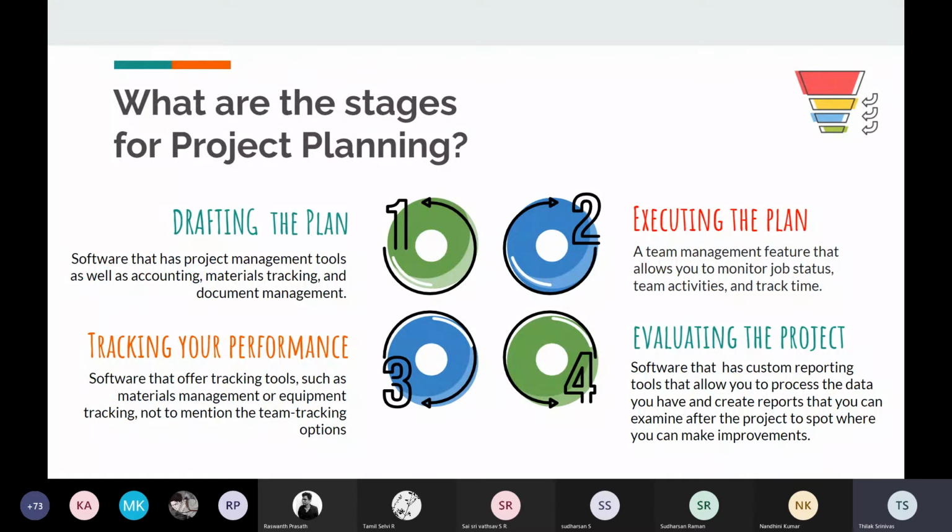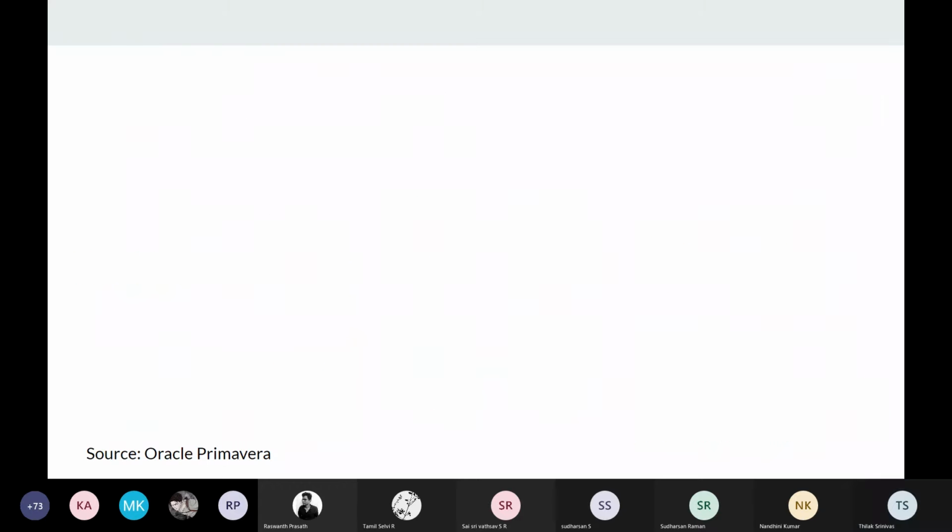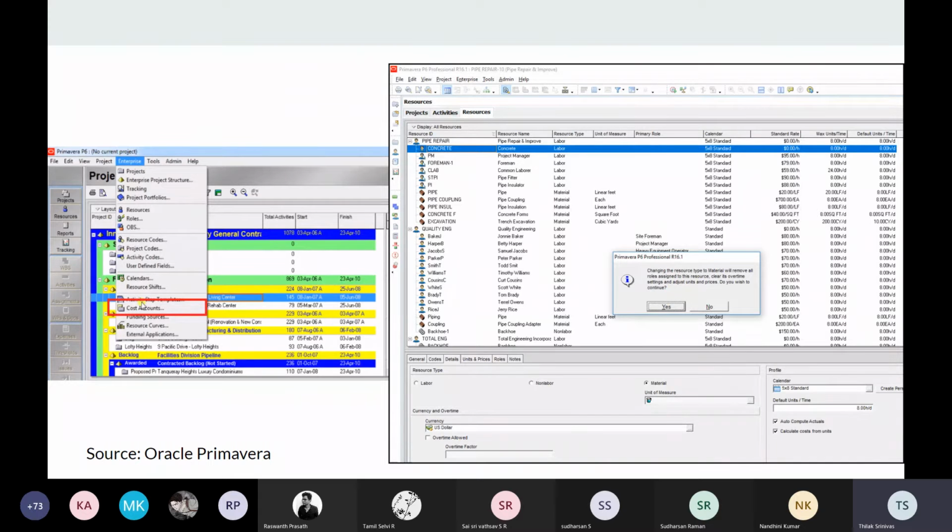But how can software help us in this? Software that contains project management tools, as well as accounting tools, materials tracking tools, and of course, document management tools will make it very easy for us to draft a plan. Here I've taken the example of Primavera, a famous software used by most construction managers. On the left, you can see an option called Enterprise, and in that there's an option called cost accounts, right? In cost accounts, the various costs involved for materials and labor are listed.